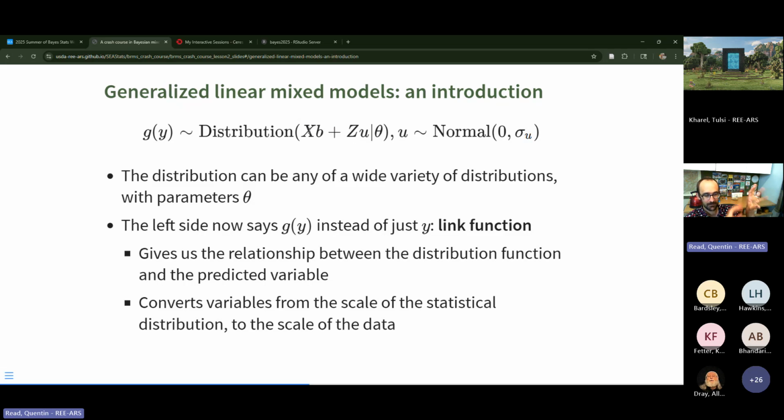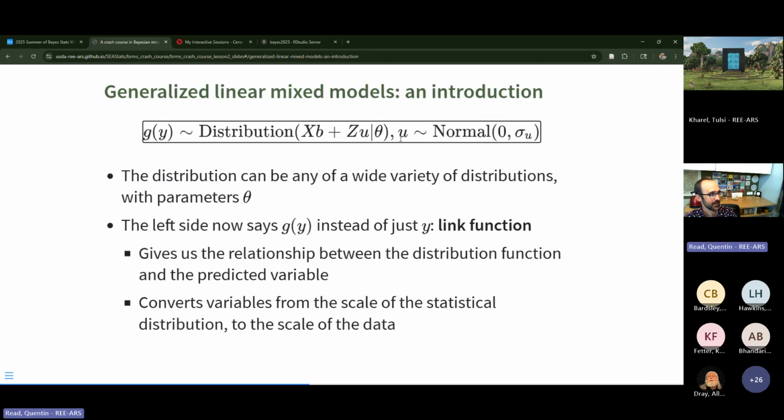If we're multiplying numbers and adding them together, with positive and negative numbers, we can get any number, positive or negative, right? But our response variable, as we said, doesn't always have to be any number. It could be a concentration that's always positive, or it could be zeros and ones. So we use this link function to go from the scale of the statistical distribution to the scale of the data, mapping a value that has to be in a constrained range, like zeros and ones, to something that can be any value.